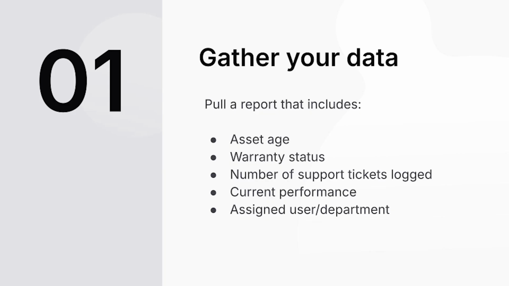Step 1. Gather your data. Pull a report from your ITAM tool or spreadsheet that includes asset age, warranty status, number of support tickets logged, current performance if you track this, and assigned user/department.